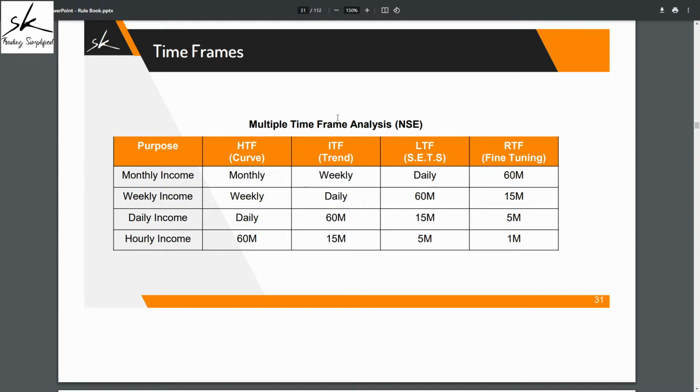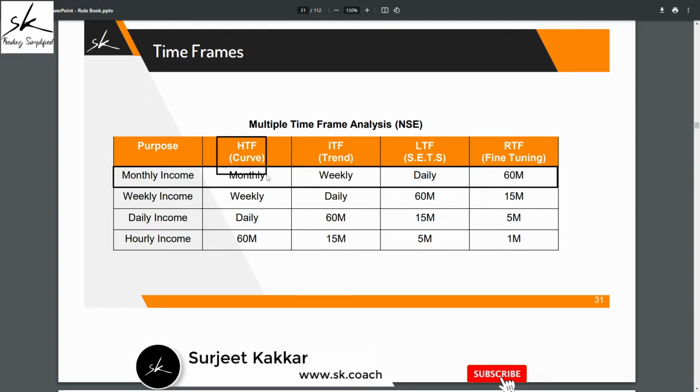Now coming back, because I'll be taking an example from the NSE India market, I'll be referring to this table. And since I opted to plan monthly income trades, from this table I got to know that my time frames as a monthly income trader will be monthly, weekly, daily, 60. Monthly is the higher time frame used for curve analysis. Weekly is the intermediate used for trend analysis. Lower time frame is daily. That is where we get our SCTS from.